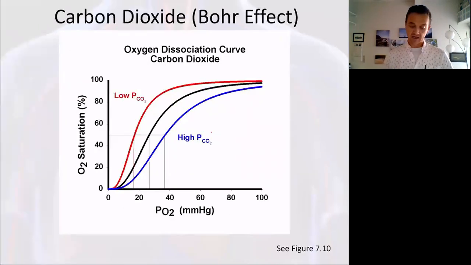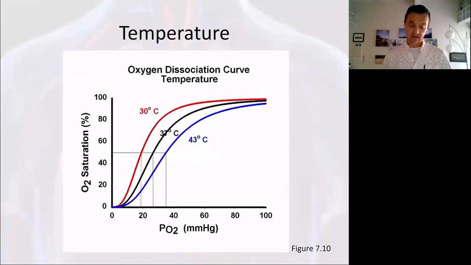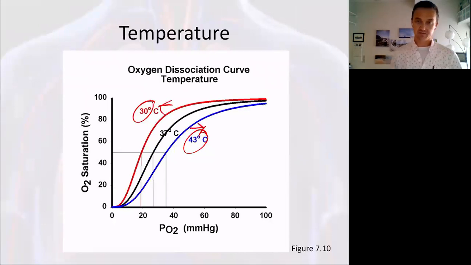Same thing with CO2, high CO2, low CO2. High CO2 is rightward, low CO2 is leftward. And then lastly, temperature. High temperature here versus low temperature. Rightward shift for high temperature, leftward shift for low temperature.